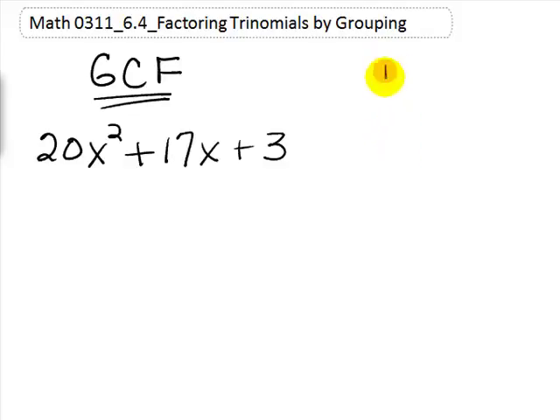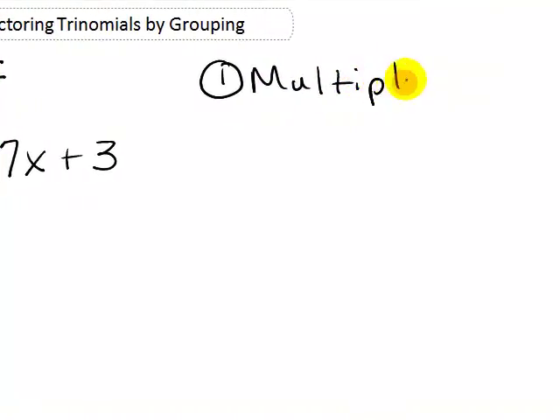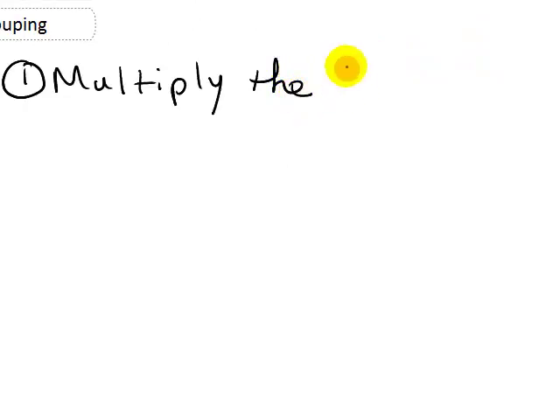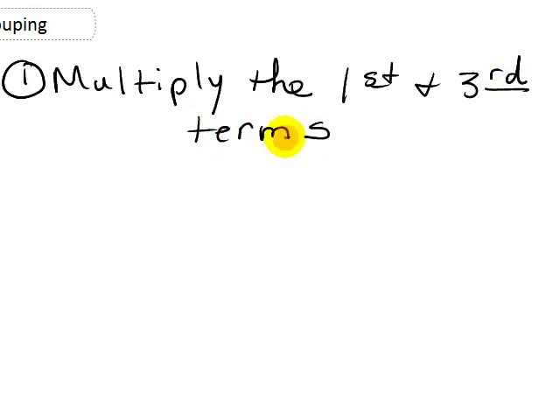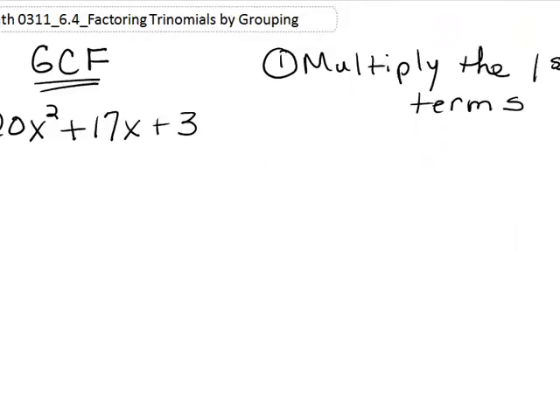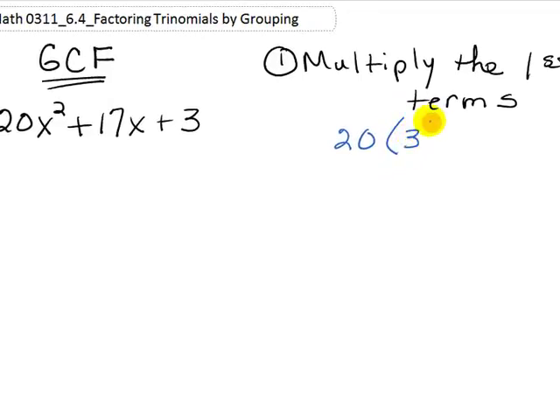The first thing we need to do, multiply the first and third terms. For our example here, it would be 20 times 3 equals 60.